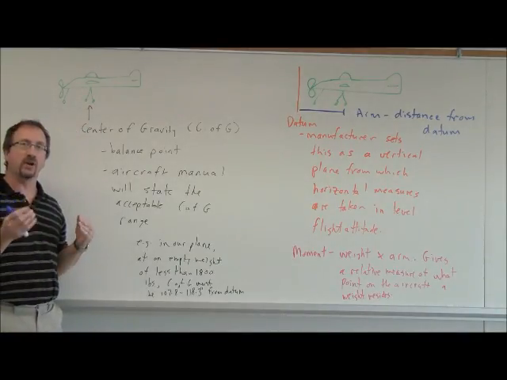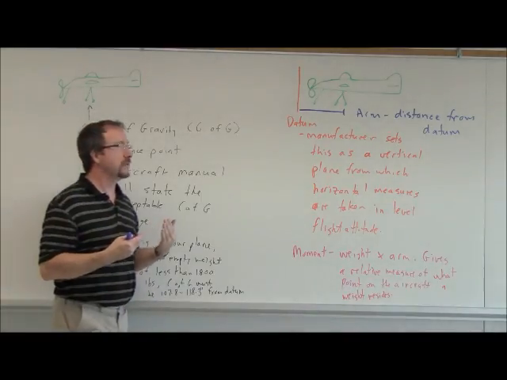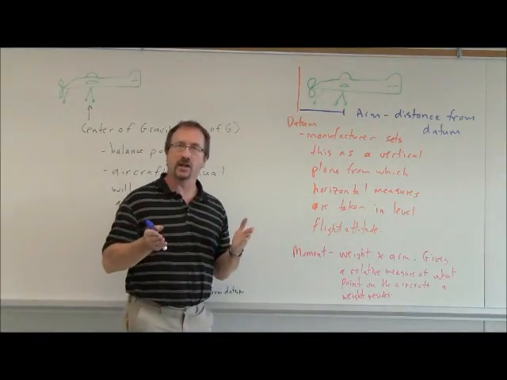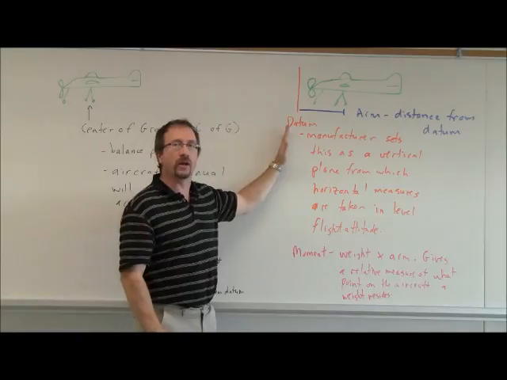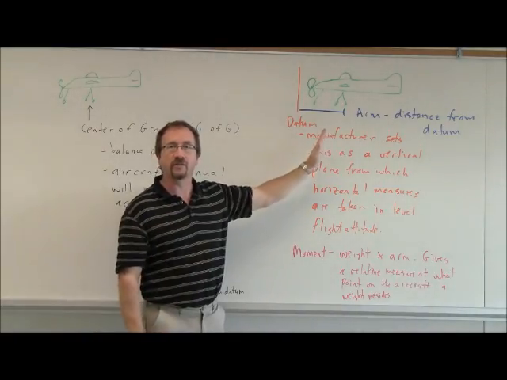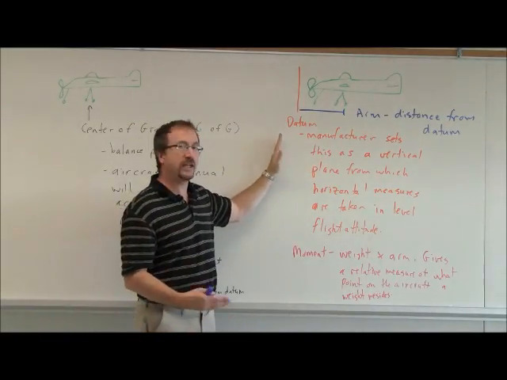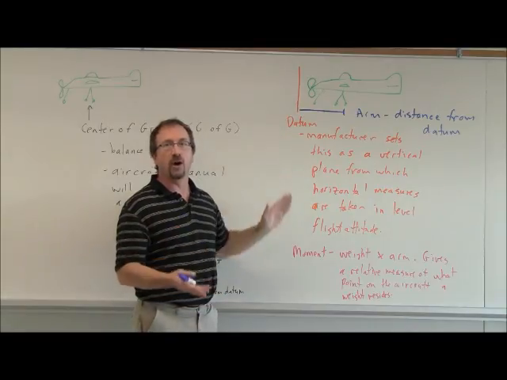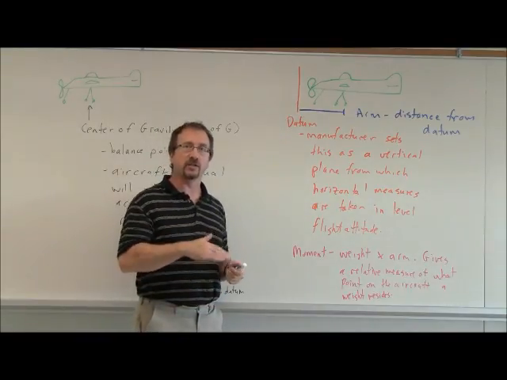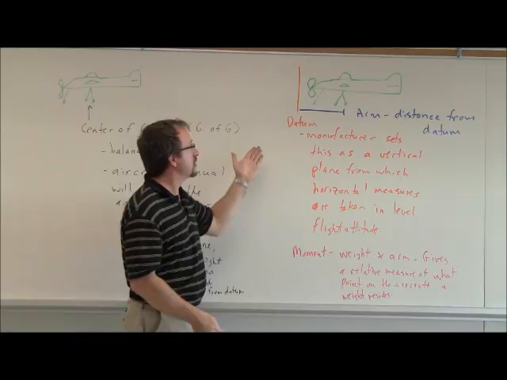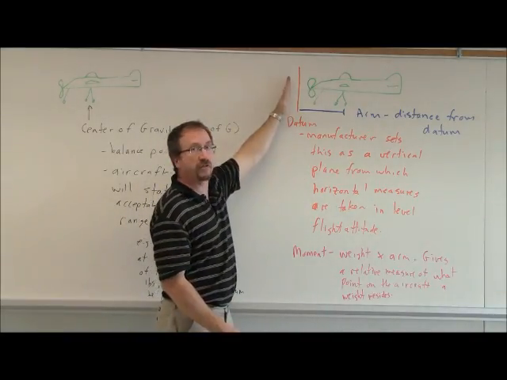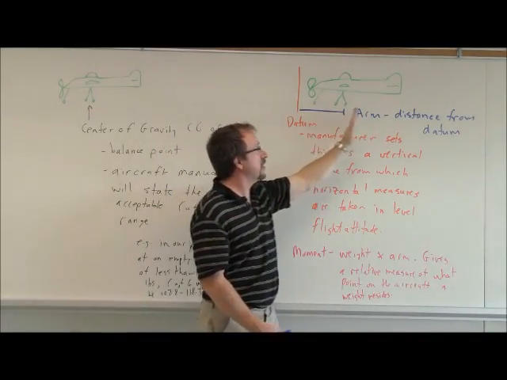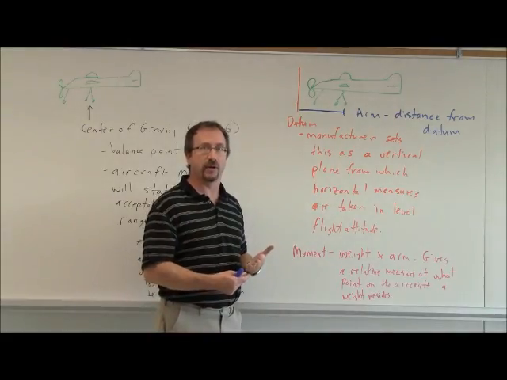Which leads us to our next point, the idea of a datum. The manufacturer, when they design the aircraft, picks a point in space, could be on the aircraft, could be in front of the aircraft, but they choose it, from which we'll make all of our horizontal measurements based on the aircraft being in level flight. So on our plane, the datum was in front of the aircraft, and all of our measurements along the aircraft were based on that datum point.